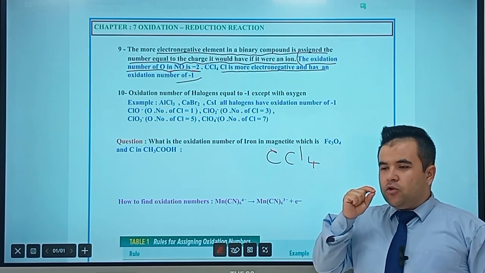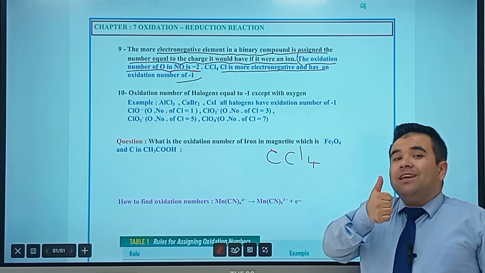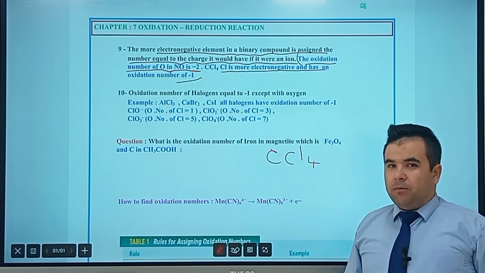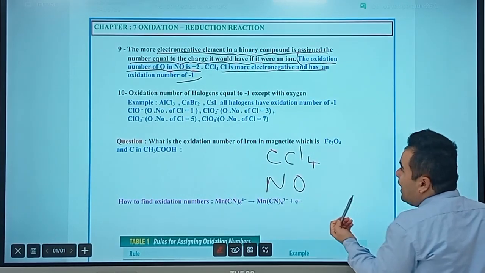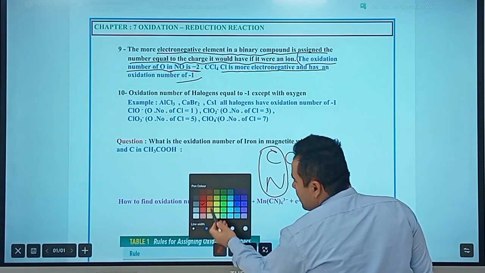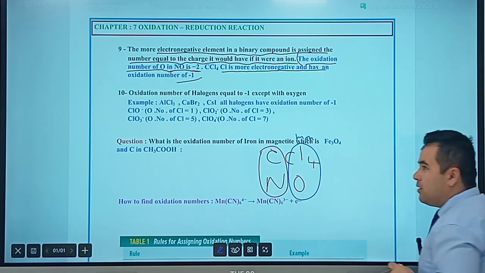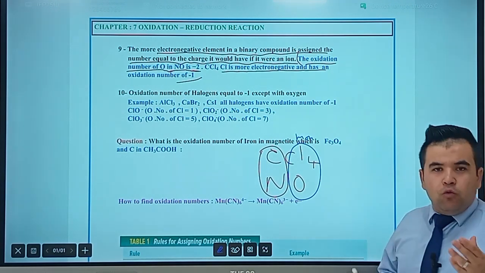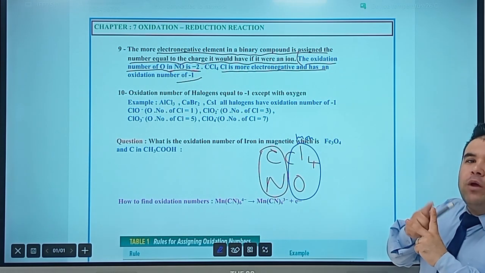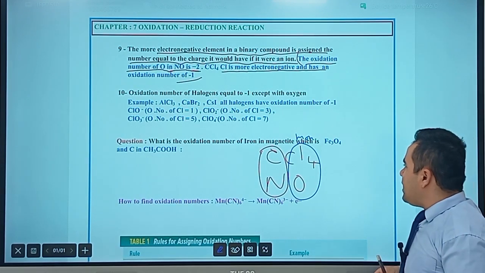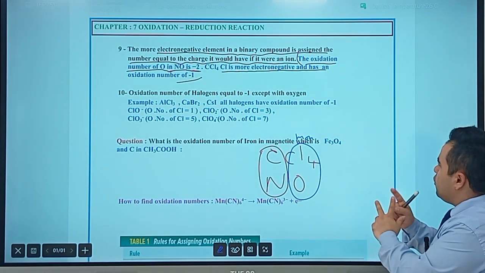Guys, just notice that whenever we have a binary compound, always the less electronegative element comes first, followed by the more electronegative element. In these two examples, NO and CCl4, which one is the less electronegative element? The first elements are the less electronegative elements, guys. And then the second ones are the more electronegative elements. This can be applied for all binary compounds, which are composed of two elements, two atoms. The first is the less electronegative, and then followed by the more electronegative. You have studied this in the previous stages, how to write the binary compounds.